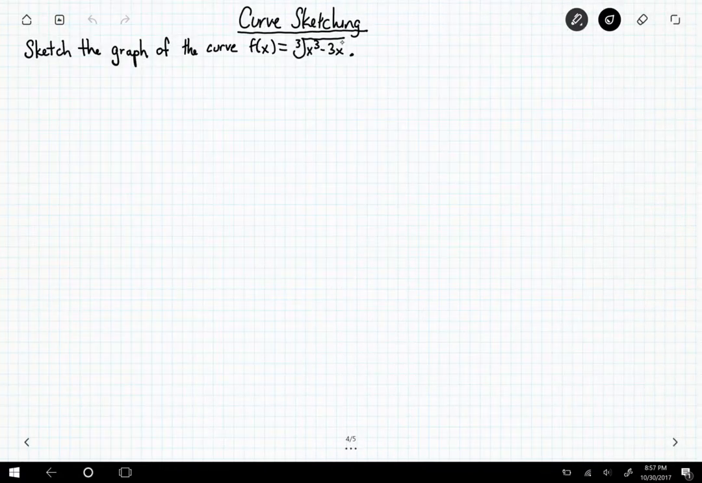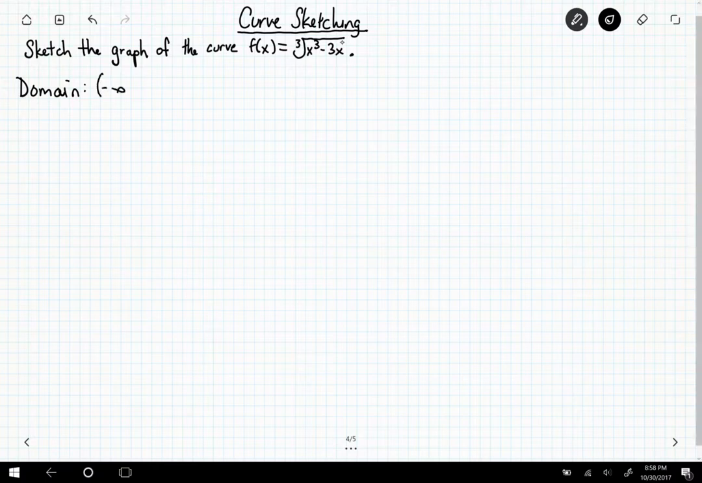So sketch the graph of the curve f of x equals the cube root of x cubed minus 3x. So before we even get into the derivatives and all that stuff, we can start talking about domain with a curve. So domain, notice this is a cube root. So since it's a cube root, you can have both positive and negatives underneath the root. And since we have a polynomial, we have nothing to worry about. There's no fractions or anything like that. So the domain, first thing, we have negative infinity to positive infinity. That's good. So we're good there.